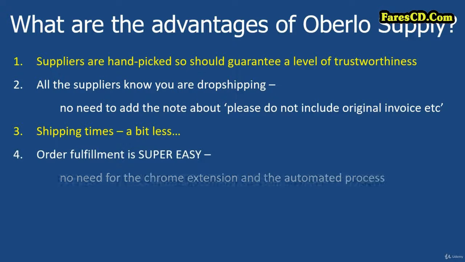Now the fourth one, and this is a big one, is that the order fulfillment is super easy. We've looked at manual fulfillment and we've looked at that kind of semi-automatic fulfillment using Oberlo. But order fulfillment with this is basically one click. First of all, you do not need the Chrome extension. All you'll do is once you have that order in your Oberlo app, as we've seen before, there's a button, you click on it and you are done.